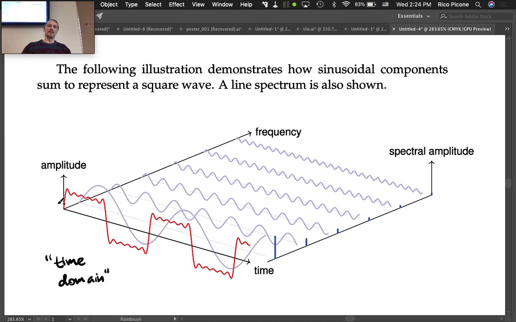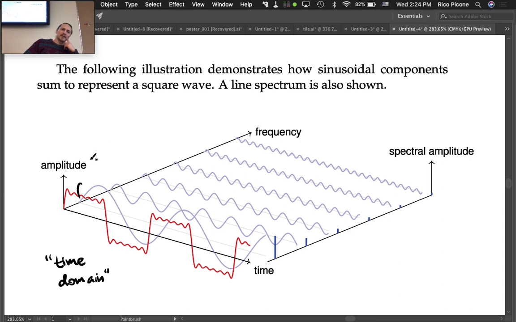Thinking about the signal through time. And then what we're going to do is we do a Fourier series analysis on this time domain signal, this square wave, and we compute our Cs.